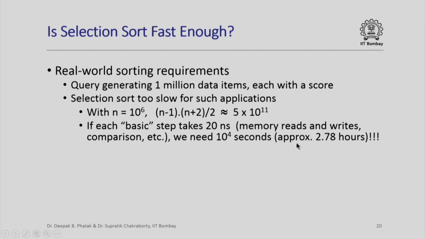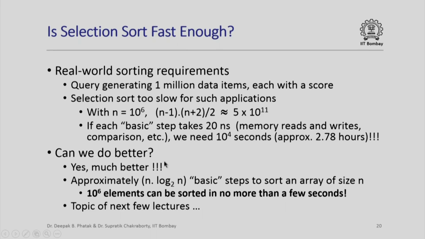Now isn't that completely unacceptable? If I do a query on the internet and it generates 1 million data items, to simply rank them by their score, if it's going to take around 3 hours, that's hopelessly bad. So can we do much better? Fortunately, yes, we can do much better.